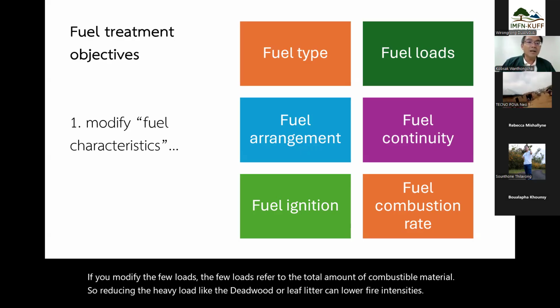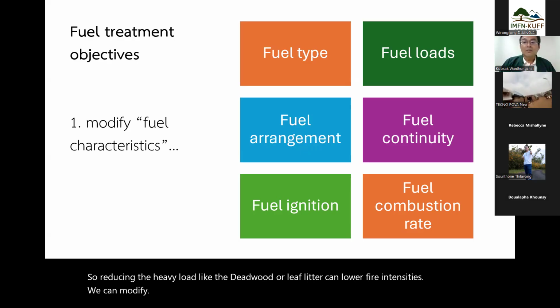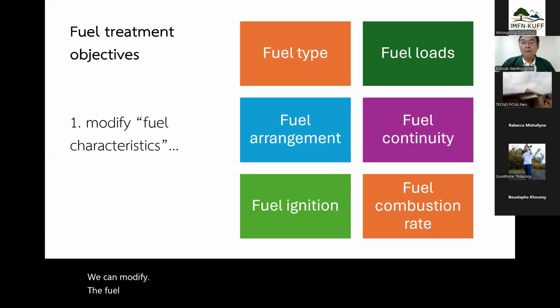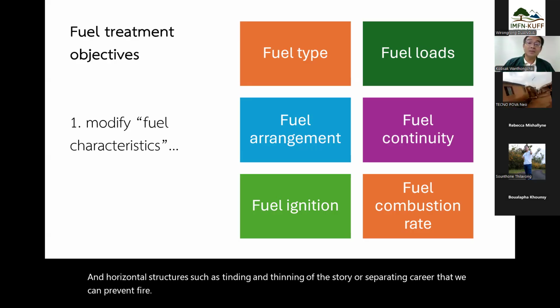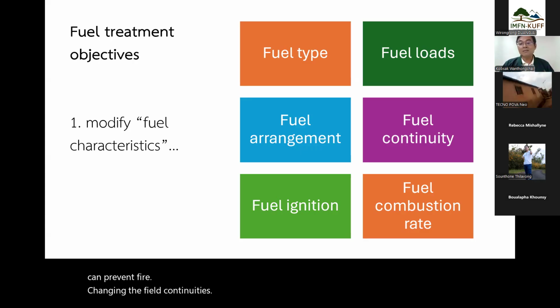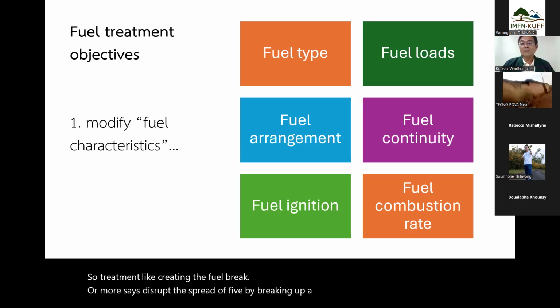We can modify the fuel arrangement by altering vertical and horizontal structures, such as thinning the understory or separating the canopy layer so that we can prevent fire. Changing the fuel continuity: treatments like creating fuel breaks or mosaics disrupt the spread of fire by breaking up a large continuous fuel bed.